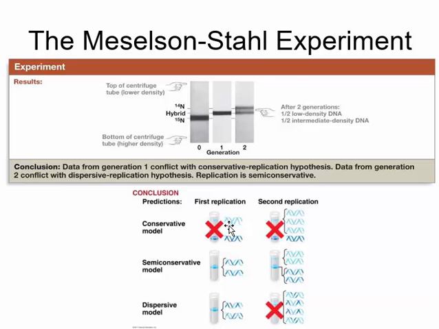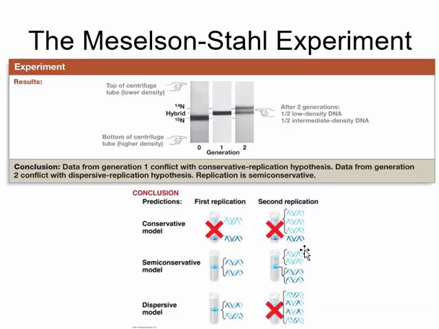So we go back to our conservative model here. What we would have expected there was half would be heavy DNA, half would be light, but we didn't see that at all. We've got some intermediate amount. So even after 1 round of replication, we can cross off that conservative model. Now, we still can't rule out the dispersive model until the next round.